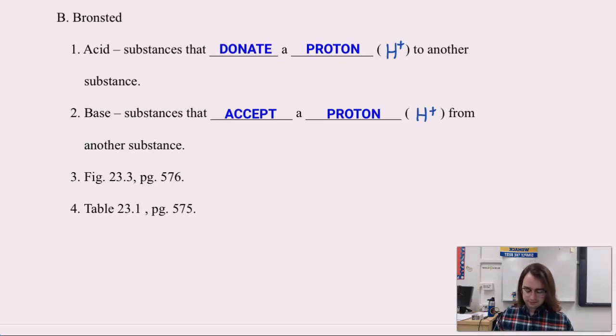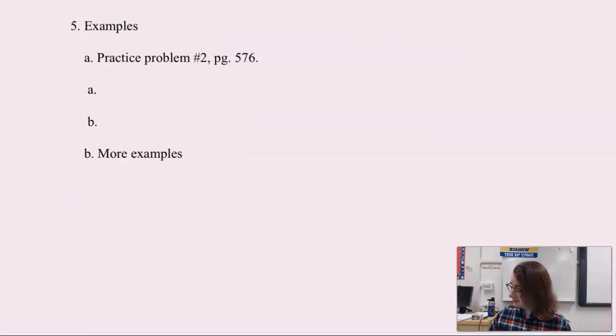So let's do a little practice. On page 576, there's a section that says identify the acid-base conjugate pairs. Let's just do problem number 2. Let's just do A and B. It says, what's the conjugate base of each of the following? Those are acids. See if you can find the conjugate base of each. Go ahead and give it a try.